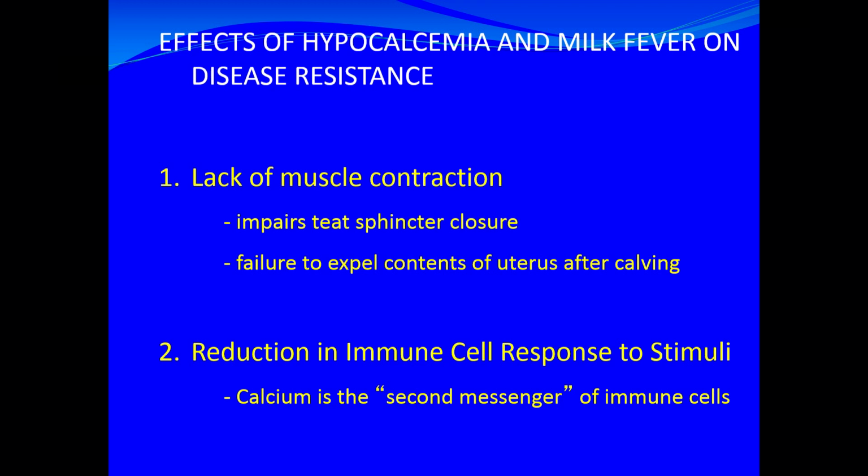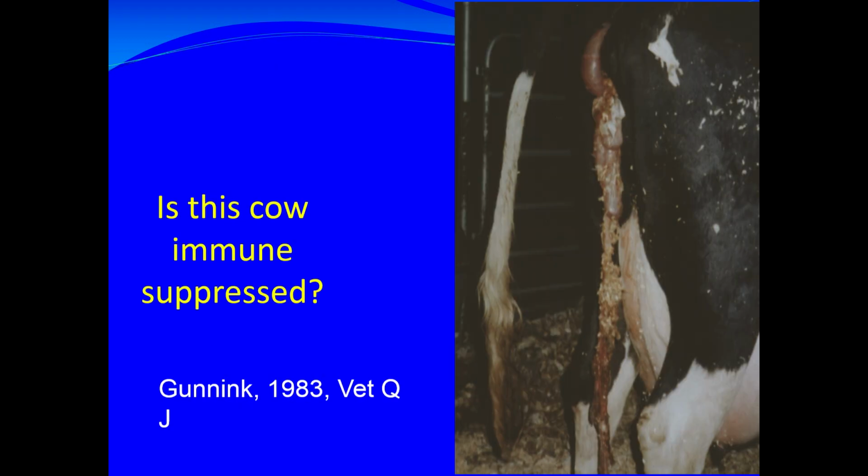Hypocalcemia and disease resistance. Again, the idea that hypocalcemia affects muscle function, the teat sphincter, and failure to expel contents of the uterus. Calcium is a second messenger for the immune cells. So if it's low, you'll see immune suppression.